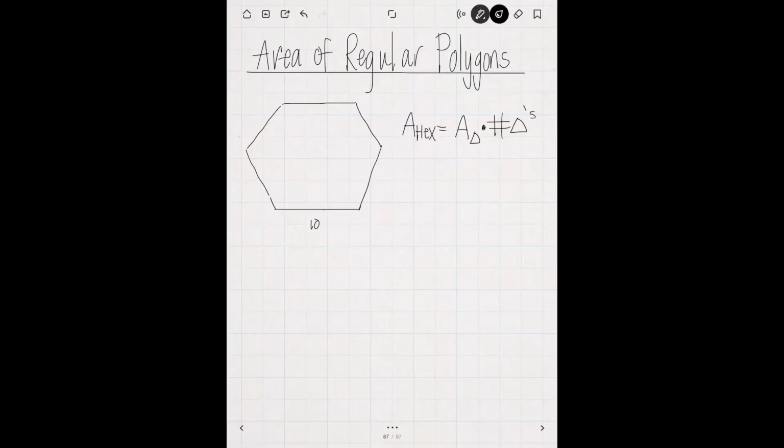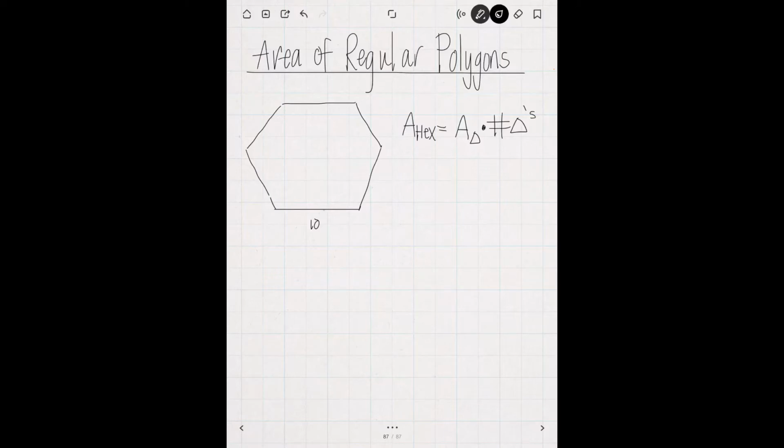We're going to talk about finding the area of regular polygons. I'm going to give you a little bit of a different formula and a different way to complete these problems than they explain in the book. So we'll start off with the basic shape of a hexagon. You'll see I already have one drawn here.